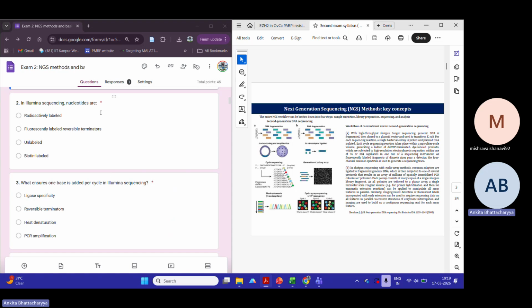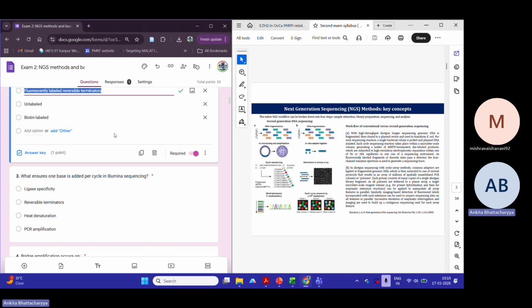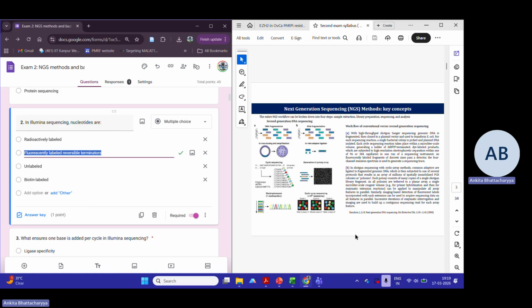Second, in Illumina sequencing, how are nucleotides labeled? Radioactively, fluorescently, unlabeled, or biotin labeled. Again, this was quite simple, and we had discussed it.